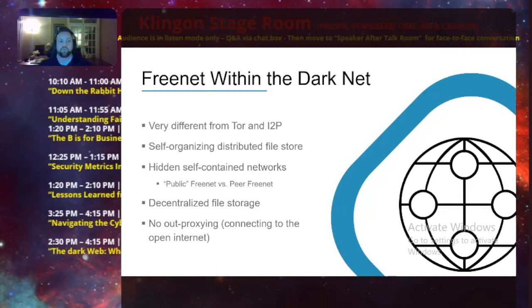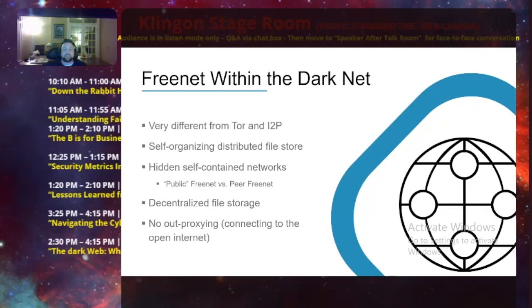Freenet's very different from Tor and I2P, right? Self-organizing distributed file store. In some ways, you can almost think of Freenet as safer than Tor or I2P. For example, Tor is going to use an exit node, and those are points where your packet's finally going to reveal the true destination so that you can view those pages.